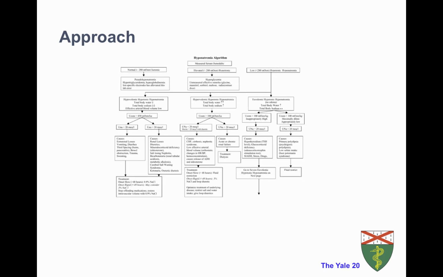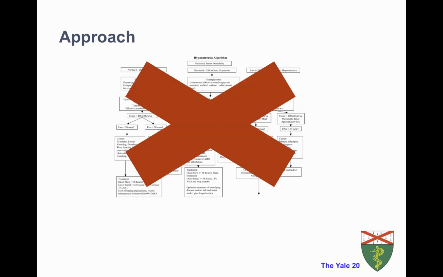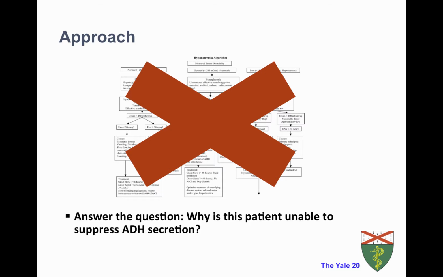So now we've completed our bedside assessment, and we need to incorporate the data we've gathered into a useful approach. So here is an all-inclusive, frighteningly complicated algorithm that I'm sure most of us have been exposed to, or at least something similar, at some point during medical school. And I'd encourage you not to worry about charts like this one bit. Instead, use the data you've gathered and think of what additional data you may need to answer the question, why is the patient unable to suppress ADH secretion? And with that approach in mind, let's move on to the cases.